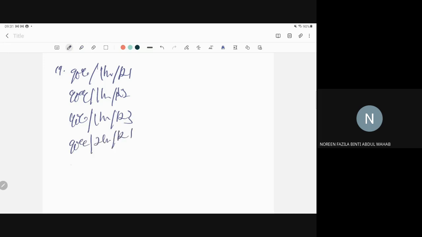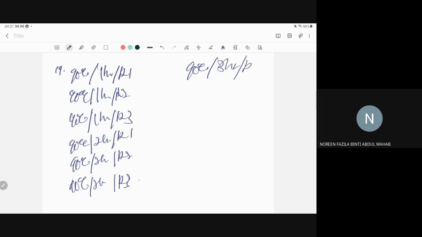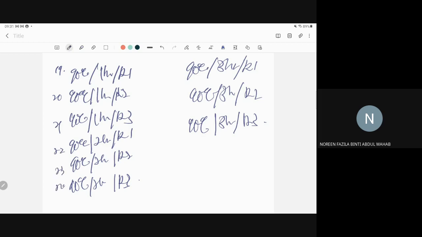And then you have 90 degrees C, 2 hours, rep one. 90 degrees C, 2 hours, rep two. 90 degrees C, 2 hours, rep three. Okay. And then you have 90 degrees C, 3 hours, rep one, rep two, rep three. Okay, so you have 19, 20, 21, 22, 23, 24, 25, 26, 27. Okay, so in all, you have 27 samples.